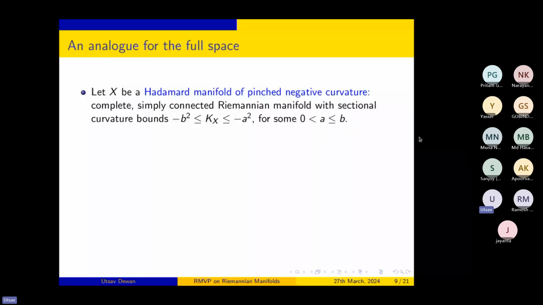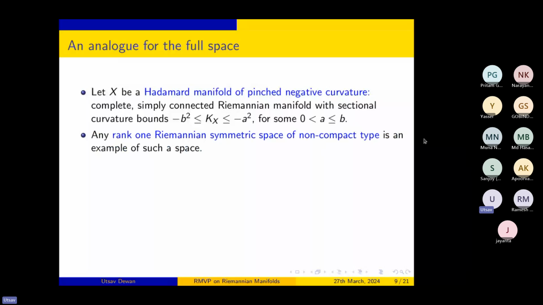Okay. So for these sort of spaces, what are the examples? Any rank 1 Riemannian symmetric space of non-compact type is an example of such a space. So you take G mod K, where G is a connected non-compact semisimple Lie group with finite center, rank 1 of course. You look at its maximal compact subgroup K and consider the quotient G/K. That is going to be a rank 1 Riemannian symmetric space of non-compact type. And this is a particular example of the class of spaces we have considered here.